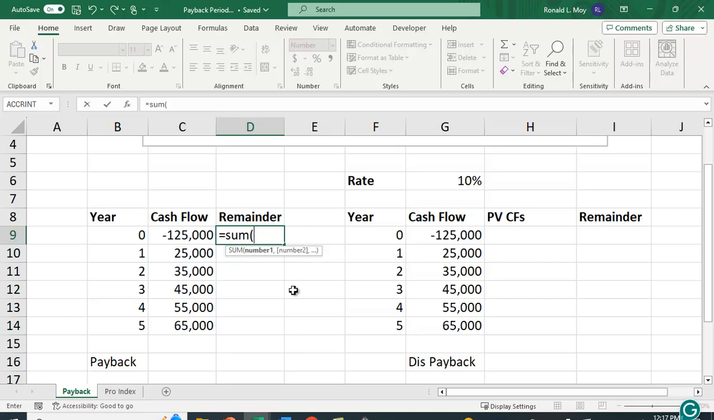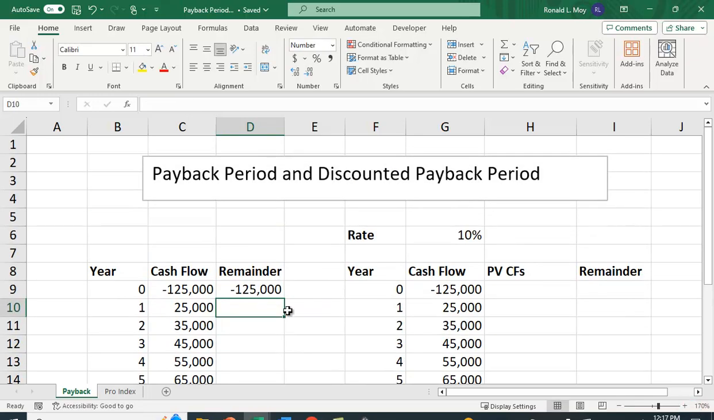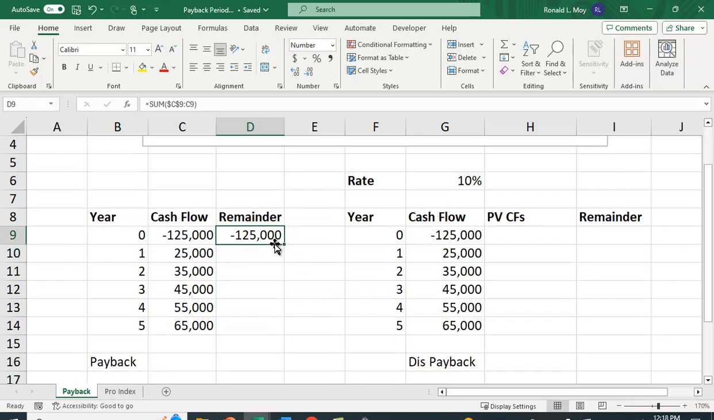So we're going to sum from C9, and I'm going to hit the F4 key because I want to lock that first cell. I want it to stay here. But as we move through time, I want it to sum right here, this and this. And then when we get to year two, I want it to sum this and this. So I'm going to say C9. And we get minus $125,000.